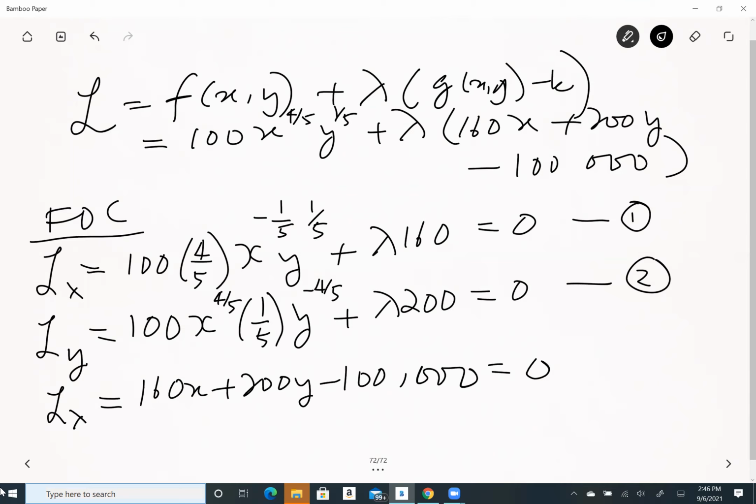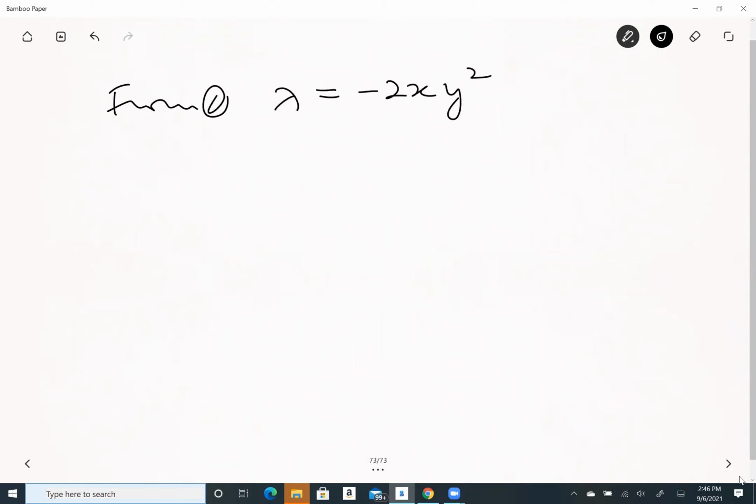Again, here you look at 1 and 2, and you write lambda in terms of x and y. So let's do that. I'm going to write x in terms of y, and then I think you're going to finish it up. So from number 1, what do I get? From number 1, I will get lambda equal to negative 2xy squared.